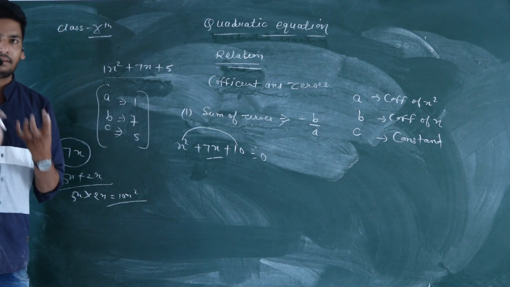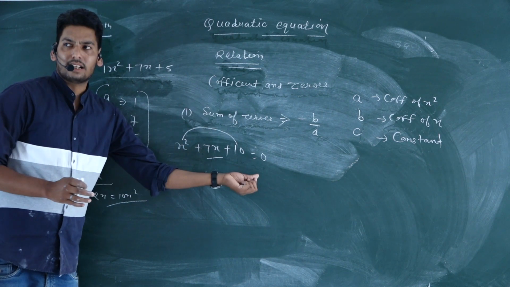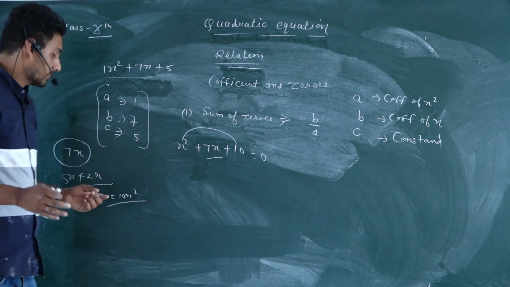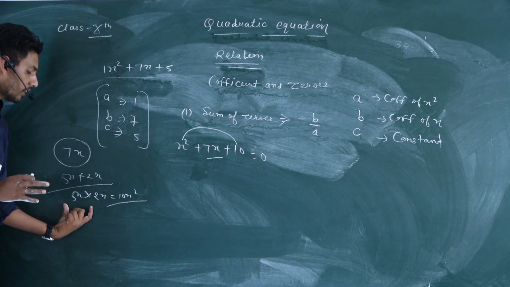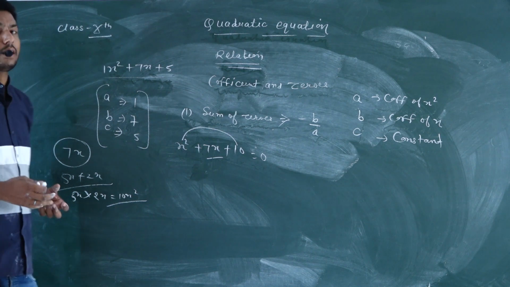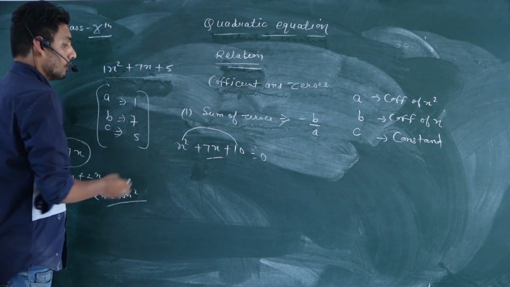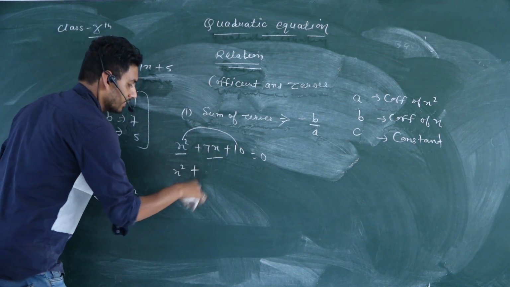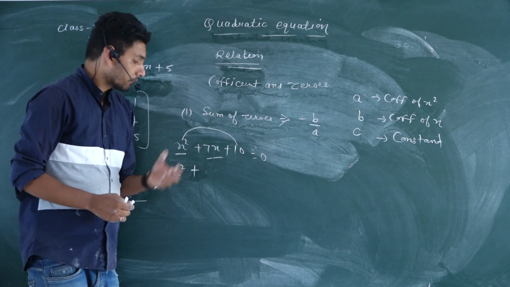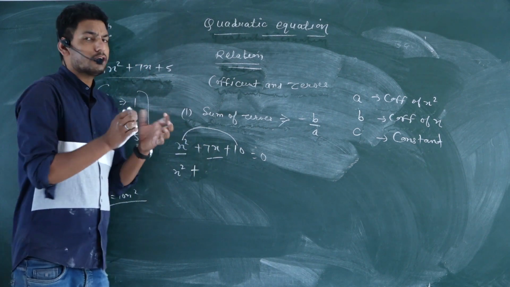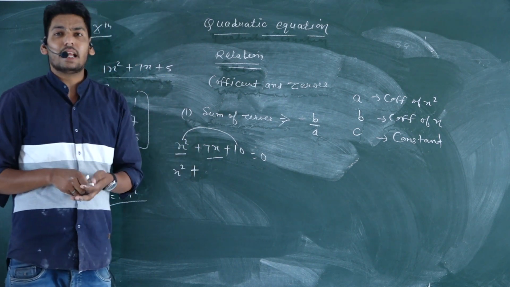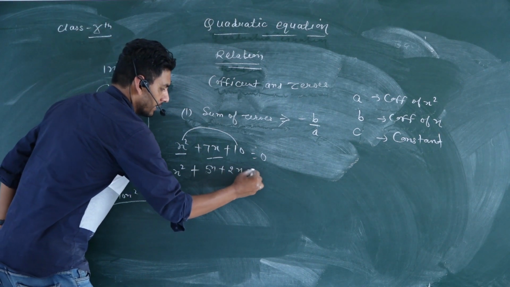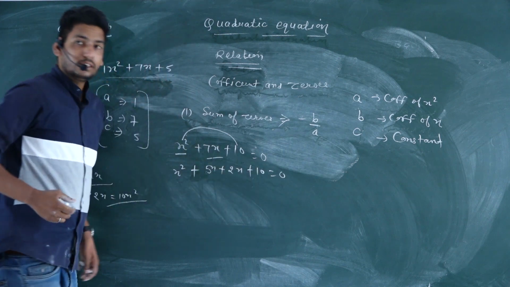5x plus 2x is 7x, and the multiple of the external terms, what is the answer? X square into 10, 10x square. Then multiplying both terms, 5x into 2x is equal to 10x square. That means, what is the split answer of 7x, students? X square, and we replace the 7x with 5x plus 2x, okay? Yes, plus 5x plus 2x plus 10 is equal to 0.